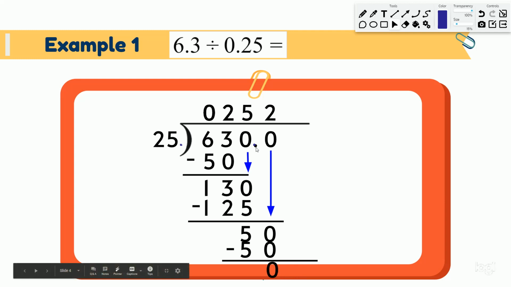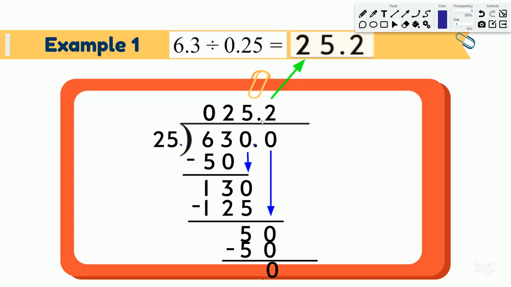But now I have to bring my decimal point up. So from here, it goes up. And then my answer would be 25.2. I don't need to put the 0 in here. So 6.3 divided by 0.25 equals 25.2.